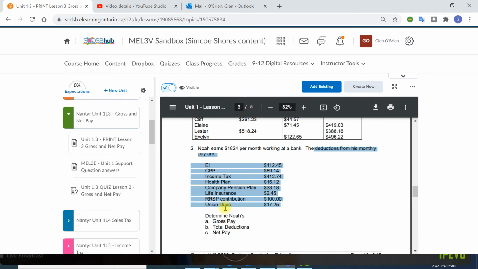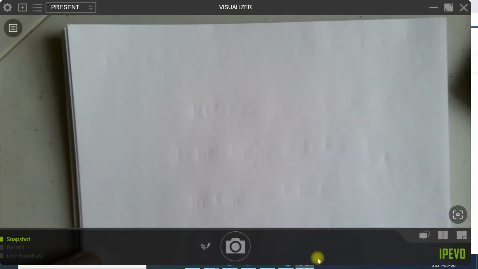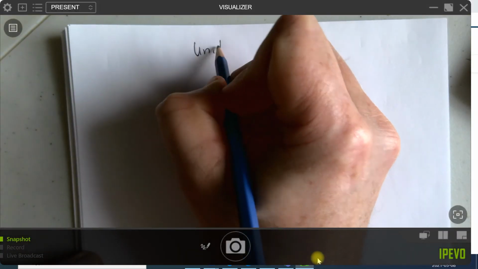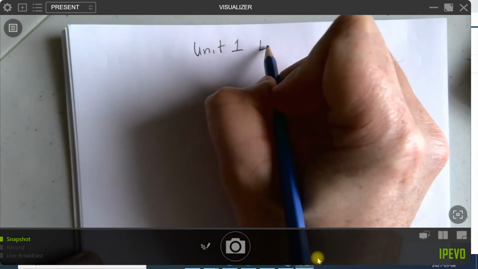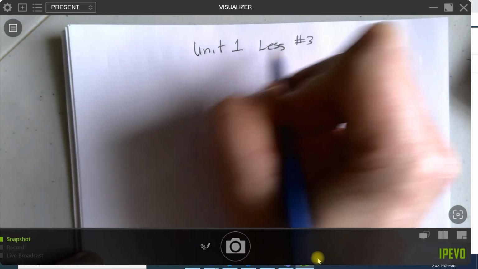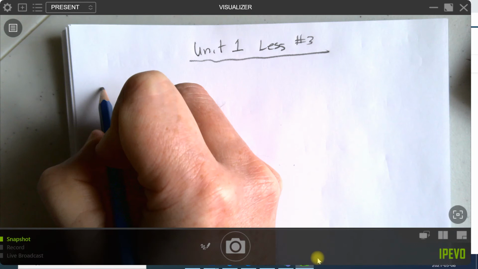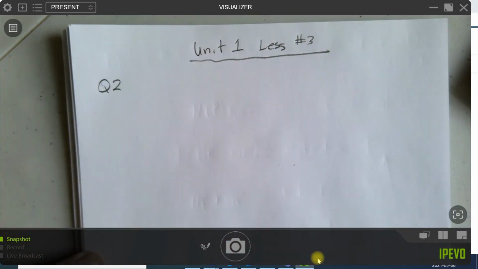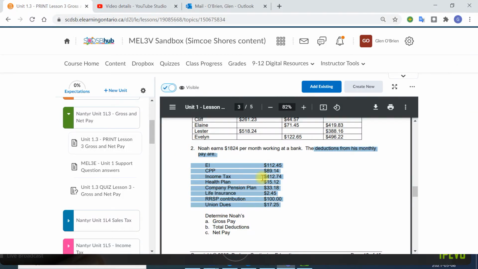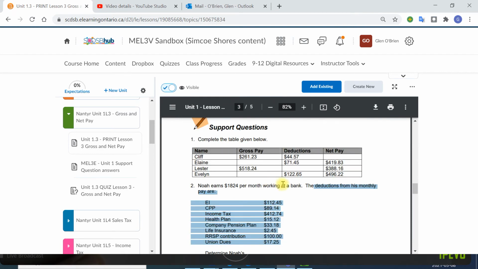So we're doing question number 2. I'm just going to switch over to my camera here. We're still in unit number 1, lesson 3, and we're doing question number 2 of the, I always forget what they're called, support questions. Remember, you have to do the key questions, and that's what your quiz is. So this is a support question. Let's take a look here.